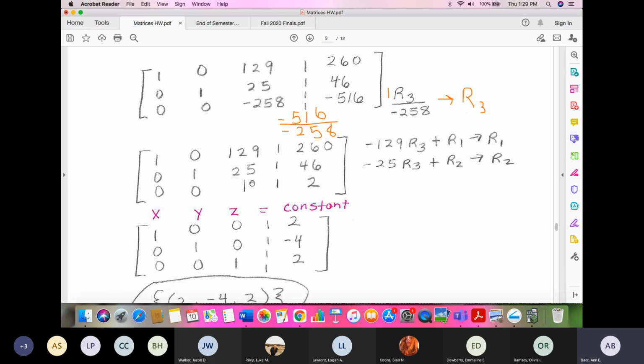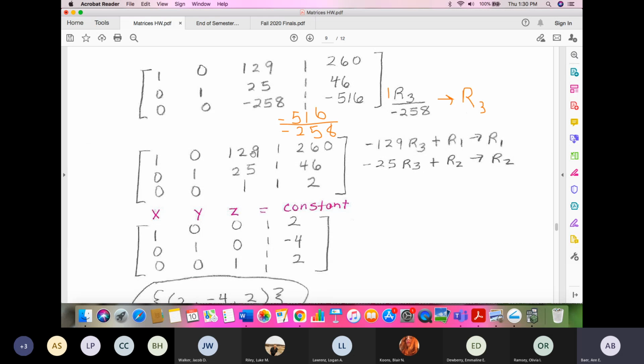So what we have last to do, we've got our 1s along the diagonal like we need, to get 0s here above this 1. So you get the 1 first, 0s elsewhere in the column. You want to make sure the 1s are along the diagonal because that will give you your x equals, your y equals, and your z equals.